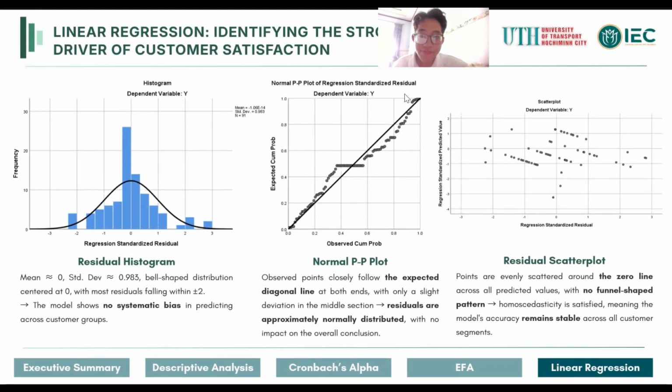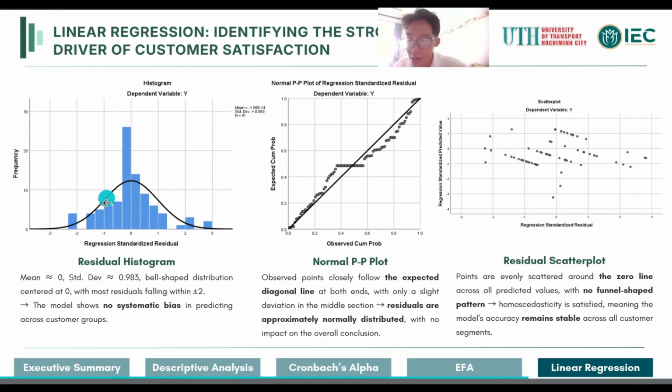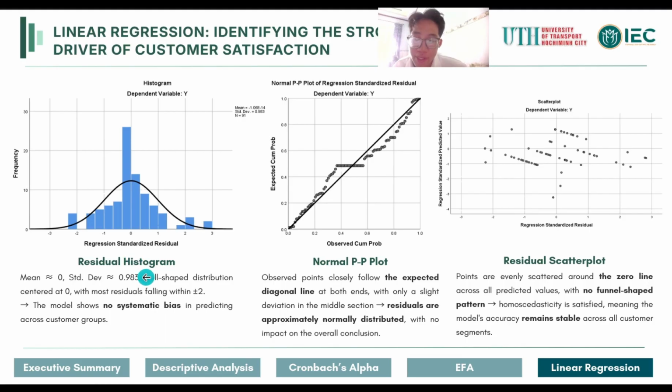So next we will go through the charts. Before I choose any results, I need to check the model is reliable using the residual charts. The first one is the histogram. You can see the mean here is nearly 0, the standard deviation is nearly 1, and it also has a bell-shaped distribution centered at 0, with the residuals falling within a deviation of about 2.